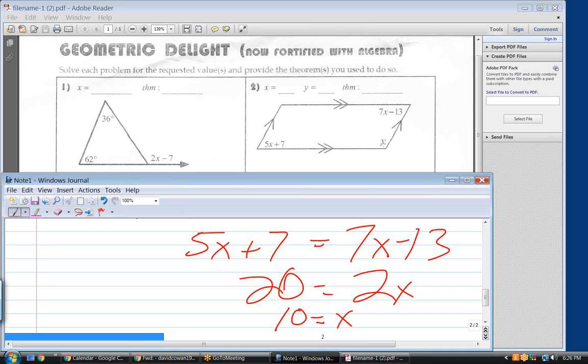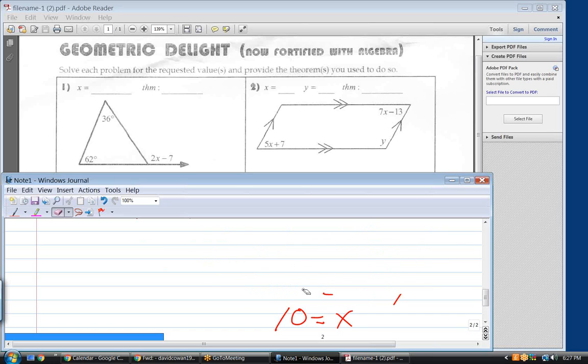Now this angle is y. What is this angle up here? y as well. Does that help? So how do I figure out what y is? What else is true about parallelograms besides opposite angles being equal? What are adjacent angles? Adjacent angles are equal to 90 degrees, right?